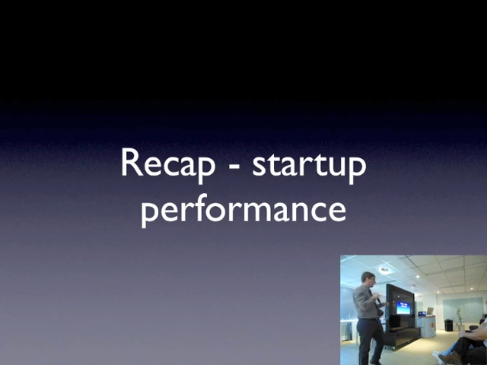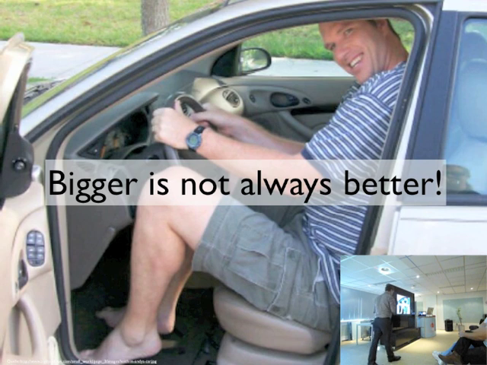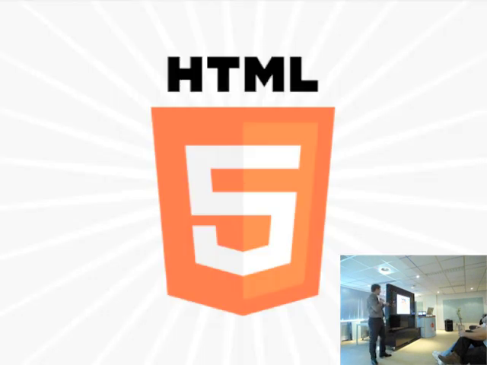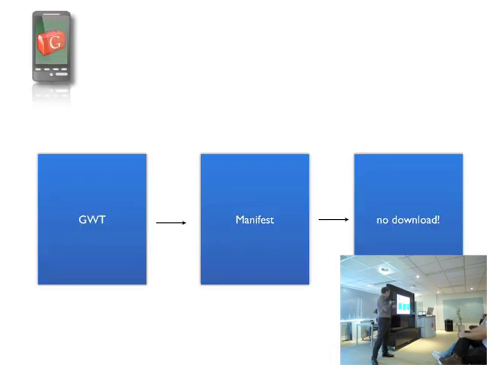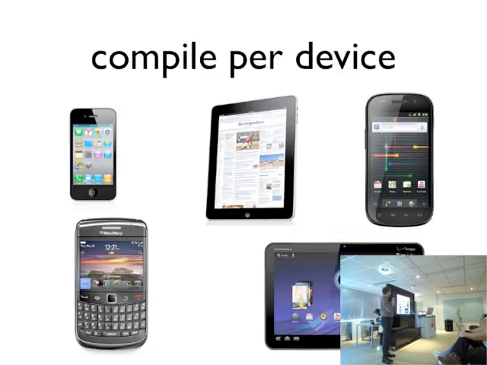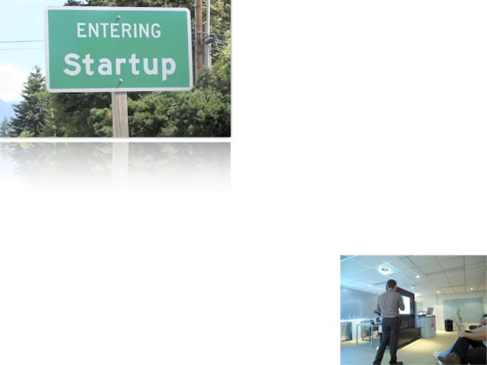Let's recap startup performance. Remember, startup performance is all about size. And HTML5 has one great thing for us, which is called the offline spec, which we can leverage with GWT very easily to generate an offline manifest, which means no download at all once we've downloaded. We compile once per device, meaning that we throw out every code that you don't actually need for the device. And this leaves us with great startup performance.